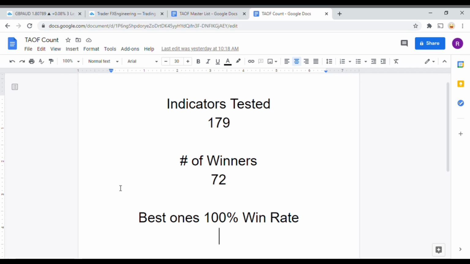So to date, we have tested 179 indicators. And out of those 179 indicators, 72 of them have been winners, which means that they have met or exceeded the 60% win-loss ratio threshold that we have set for them. The best ones so far were able to achieve a 100% win rate.